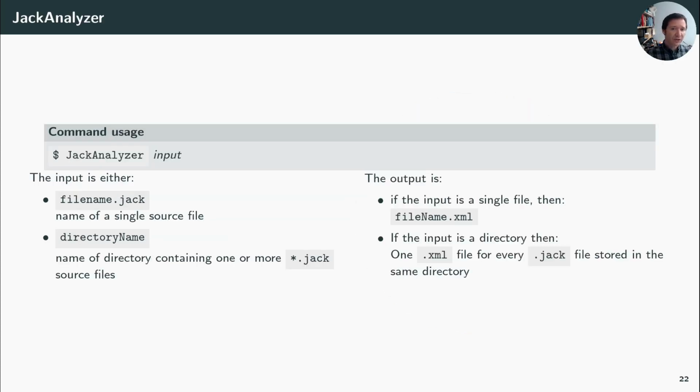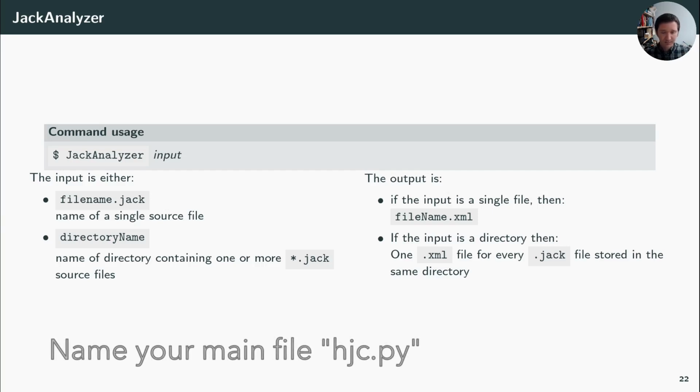In general, the way we're going to use this, we're going to call the Jack analyzer, the Python file that you have, hjc.py is probably the name, and we'll pass it an input. If the input is a single file ending in .jack, we'll convert that to an XML file. If it's a directory that has a collection of .jack files, we will in turn convert each of those into a .xml file.